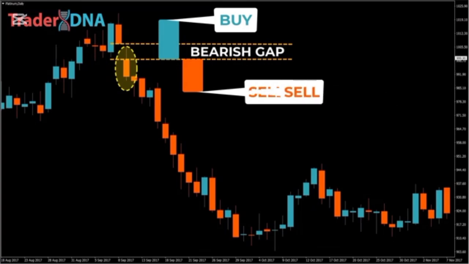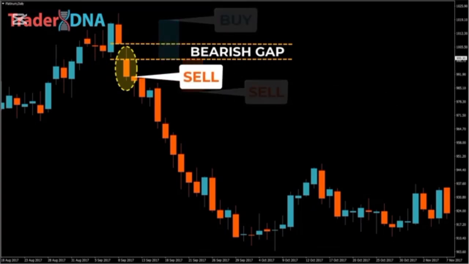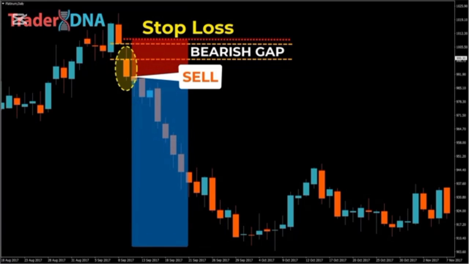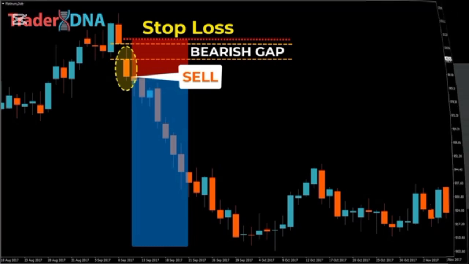So the smart move? Enter a sell trade as soon as the next candle opens and place your stop loss right above the last candle before the gap. And just like that, boom! The price tumbles quickly, delivering huge profits for traders who caught this setup. Simple, effective, and incredibly powerful. Once you master gaps between candle bodies, you'll be able to spot and trade these opportunities with confidence.